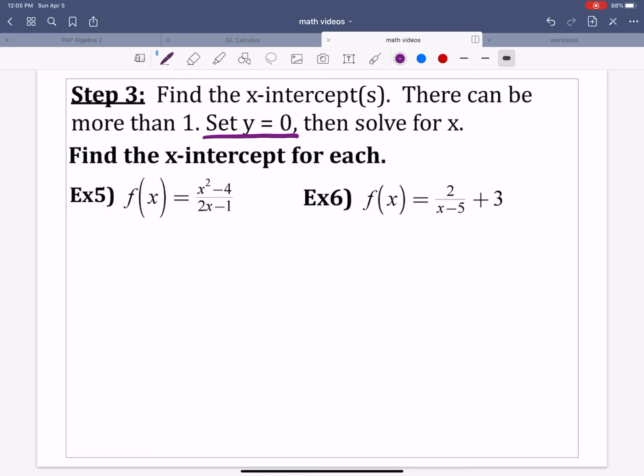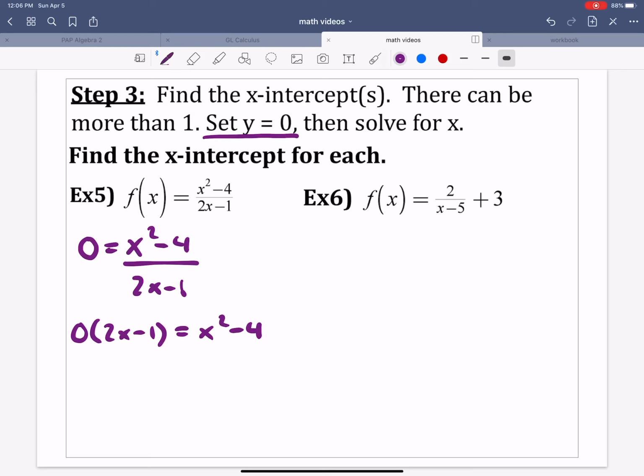All right, so we're going to set the function equal to 0. Okay, so we get 0 equals x squared minus 4 all over 2x minus 1. Now, if you multiply both sides by 2x minus 1, we get 0 times 2x minus 1 equals x squared minus 4. Conveniently, 0 times anything just becomes 0. So we get 0 equals x squared minus 4.